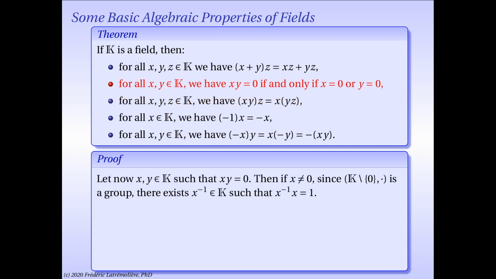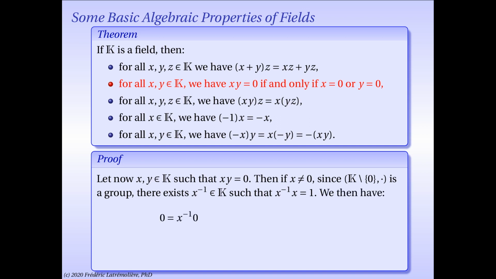I'm going to use this to prove the second bullet point. We have already half of it. We've proven that if x is 0 or y is 0, then x times y equals 0. Now I want to prove the converse of that. So I give myself 2 elements of my field K, x and y in K, whose product is 0, so that x times y is 0. Assume for a moment that x is actually not 0. Since K without 0 with the multiplication is a group, there exists an inverse for x called x inverse. That is an element x inverse in K, so that x inverse times x is equal to 1.